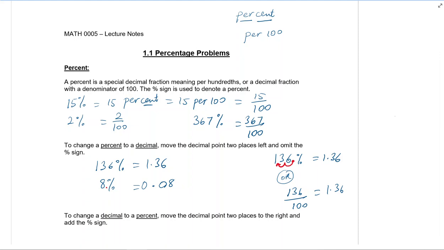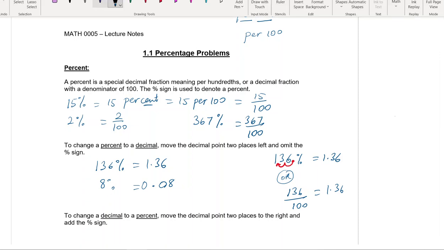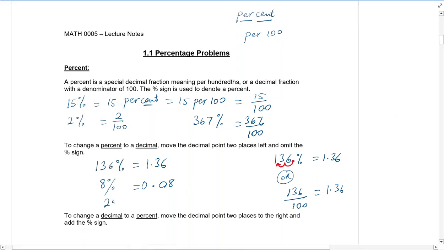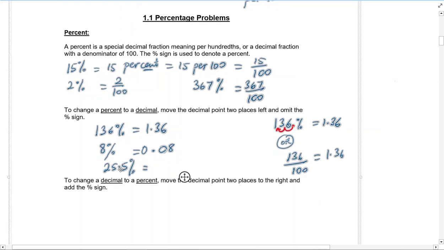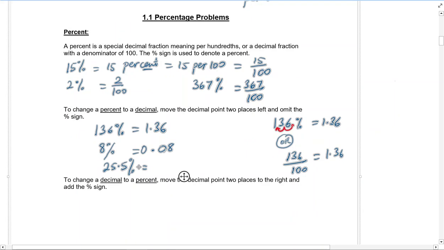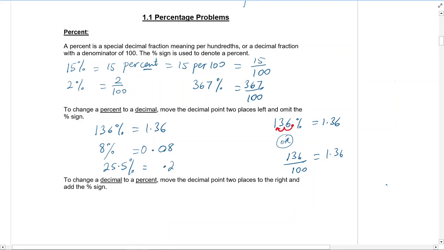Similarly, if we have 25.5%, you're going to move your decimal 2 places to the left, so it will become 0.255. And that's how we convert a percent into decimal.